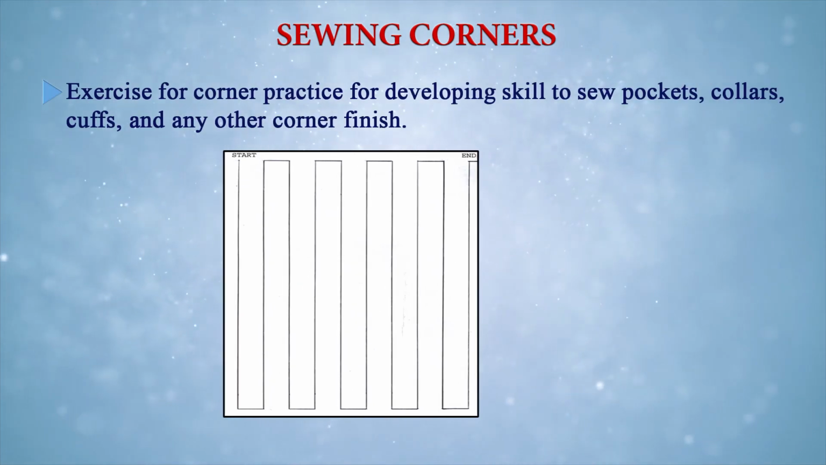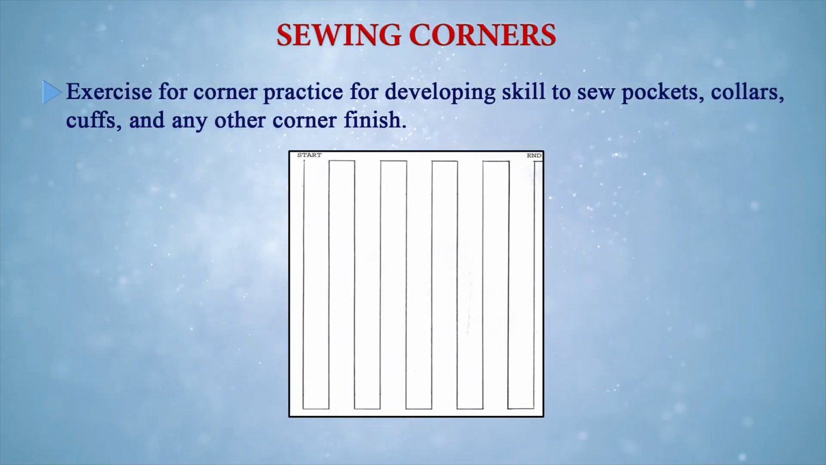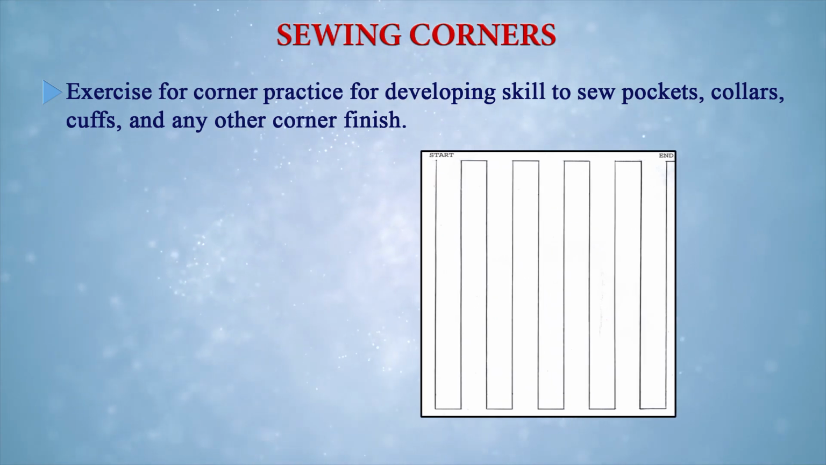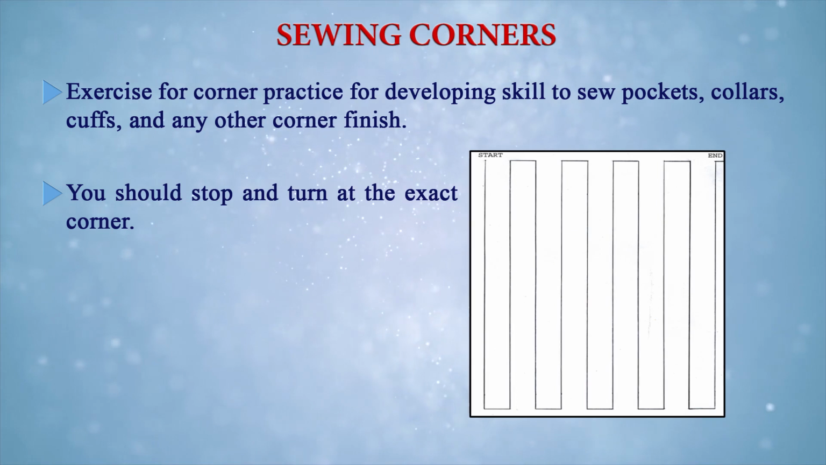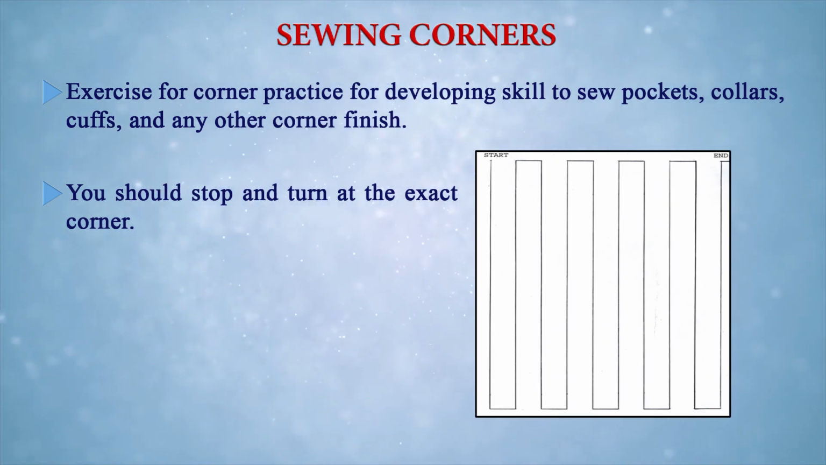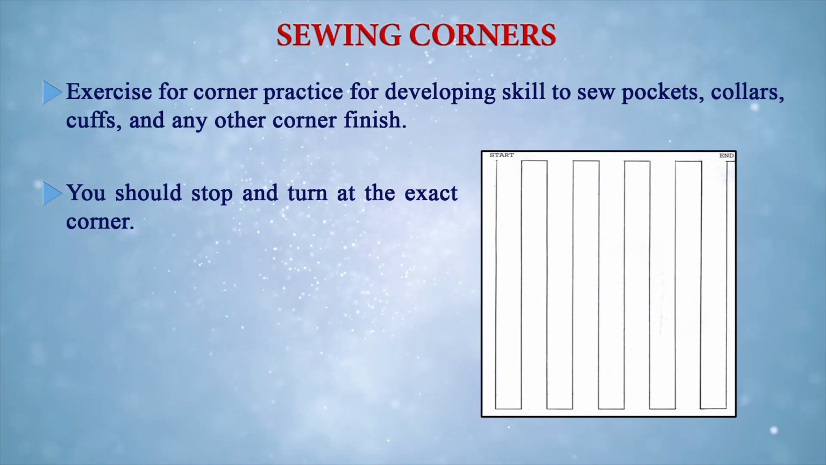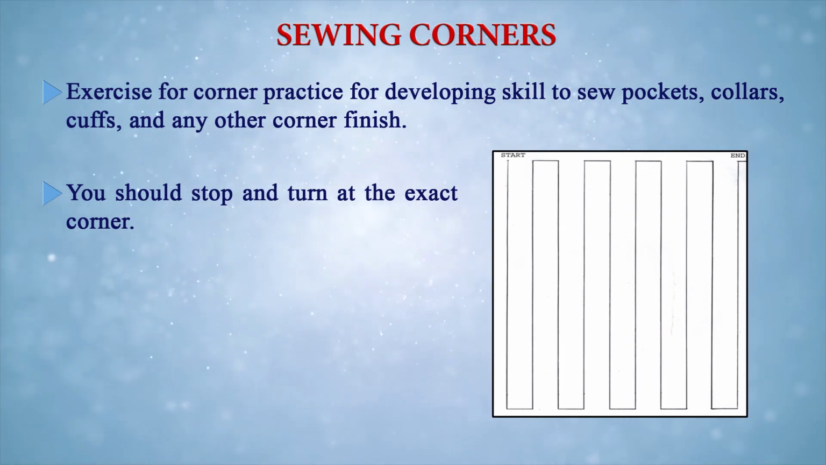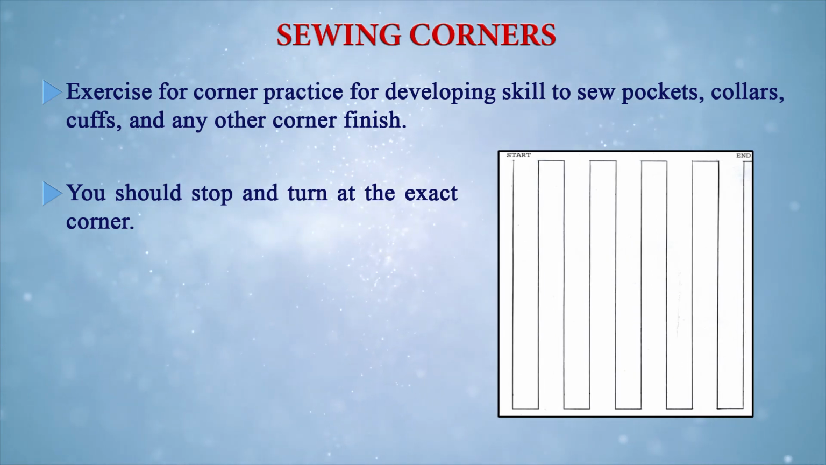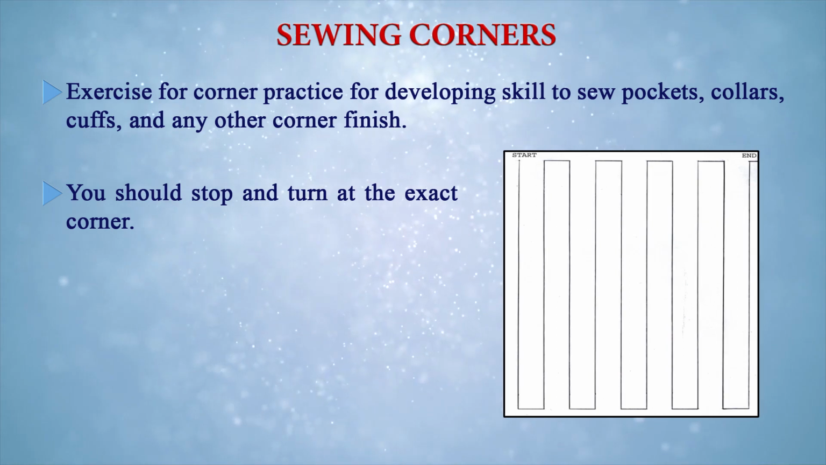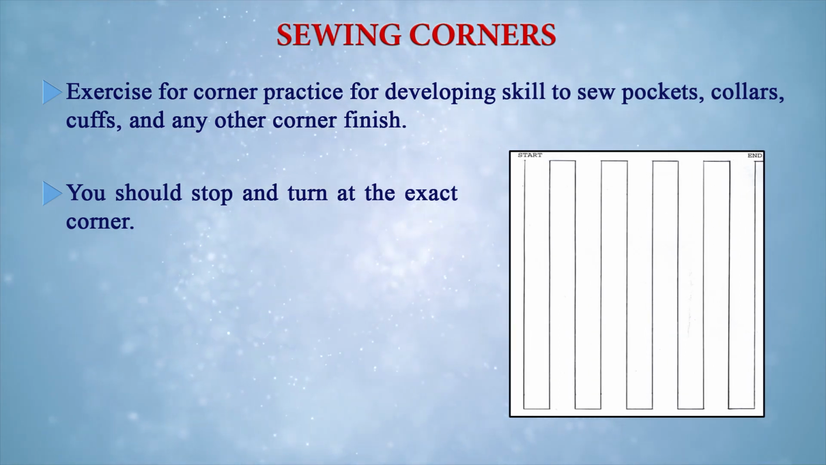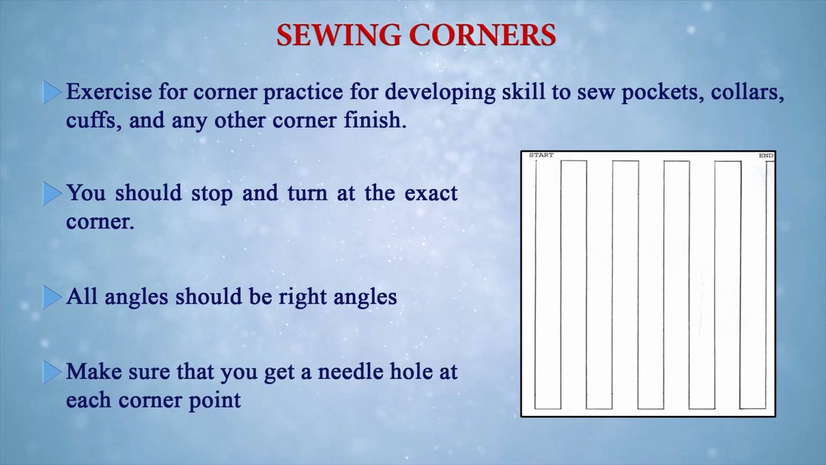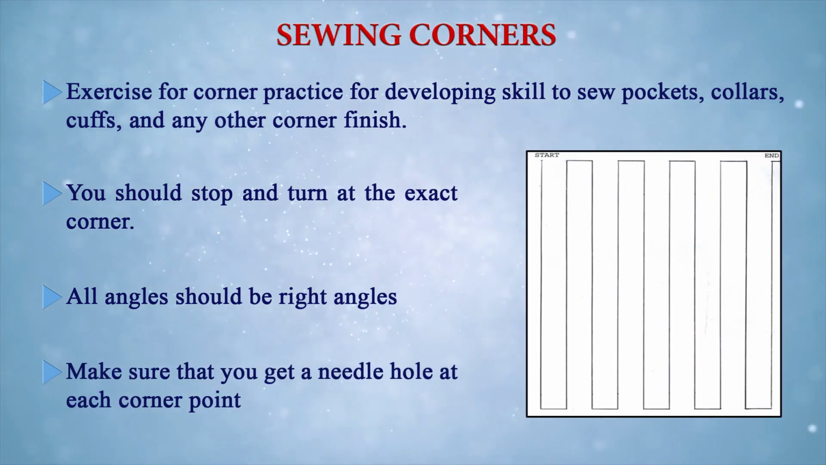This exercise for corner practice develops the skill to sew pockets, collars, cuffs and other corner finishes. You should stop and turn at the exact corner. We have drawn a set of lines, and we start from one point and go. When we reach the turning or corner point, we stop there, and with the needle inserted in the paper, we move the paper and then start stitching again. All angles should be right angles. Make sure that you get a needle hole at each corner point.